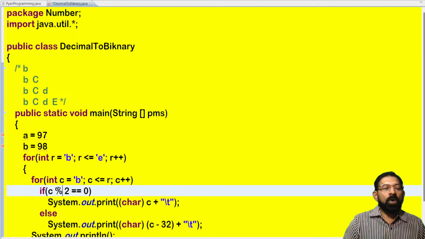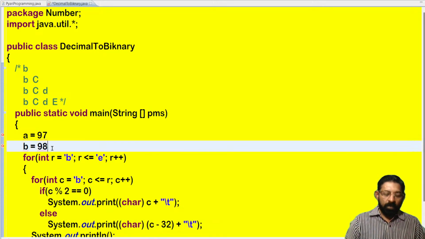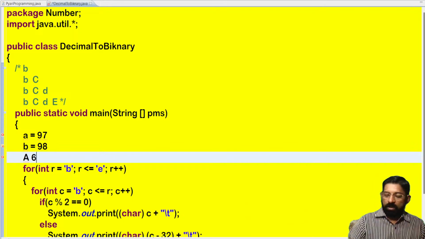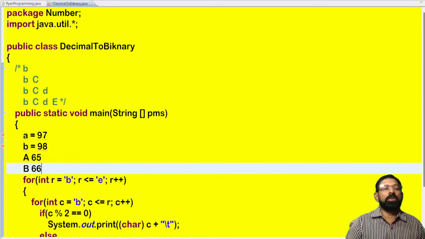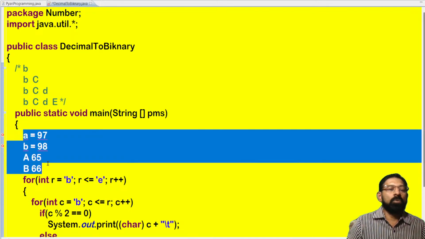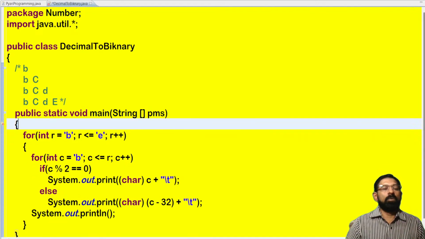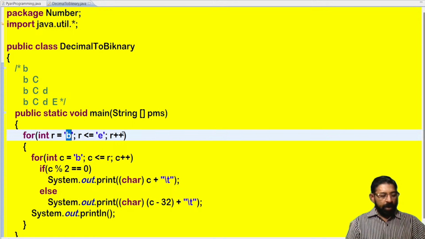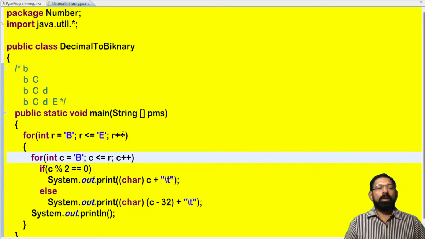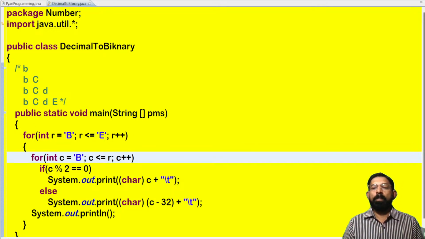But if it is false, I will go to uppercase. So the ASCII value for capital A is 65. The ASCII value for capital B is 66. Look at the difference between 98 and 66. That is 32. So that's why minus 32. Now I am saying I did it capital B, I did it capital E, I did it capital B. Necessary changes in the code.